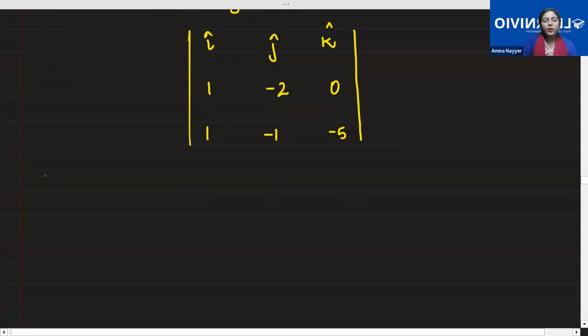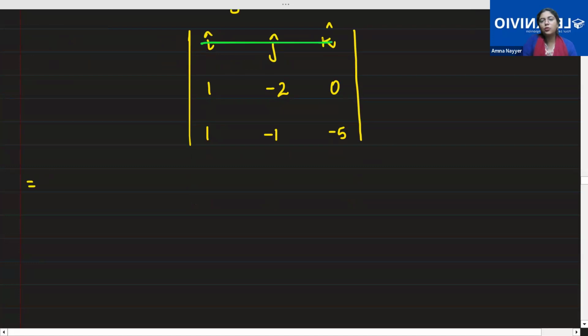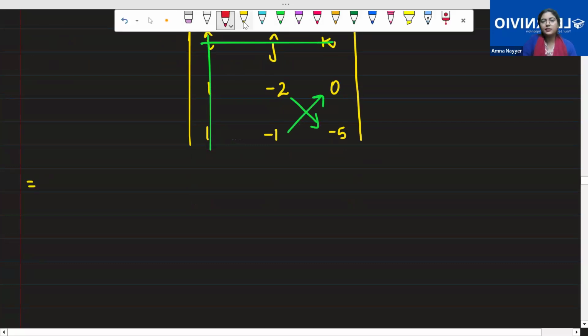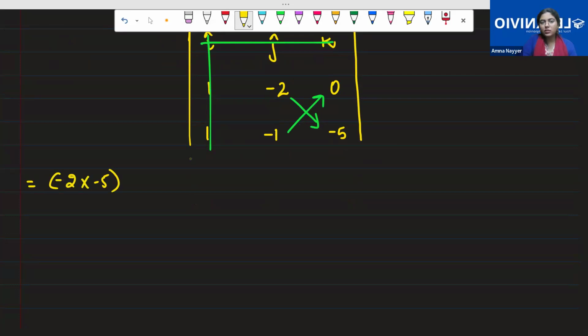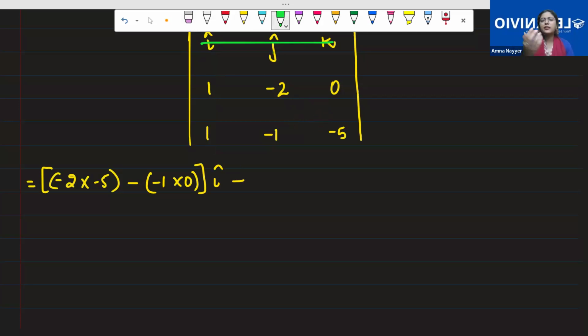Now we compute the cross product. For the i cap component, we cut the row and column of i cap, then multiply diagonally down minus diagonally up. That means minus 2 into minus 5, diagonally down, minus minus 1 into 0, diagonally up. So this much is i cap. Diagonally down minus diagonally up is the rule. For j cap, put a negative sign and follow the same rule, otherwise you'd have to reverse it, so it's better to just put a negative sign and then solve.